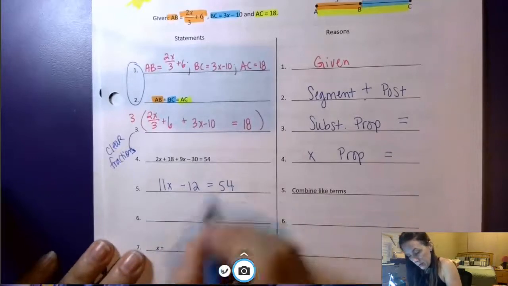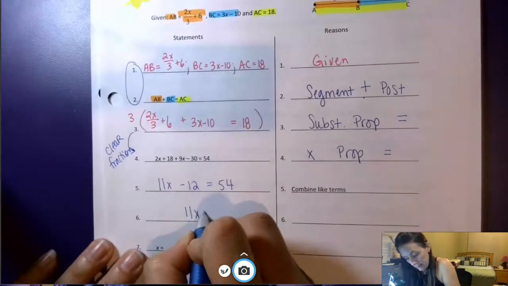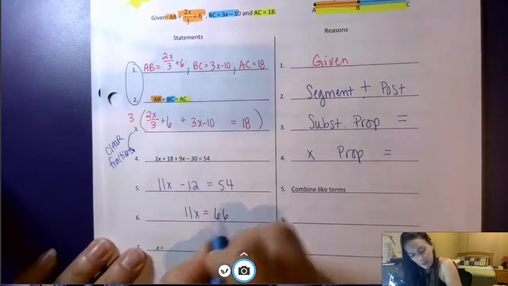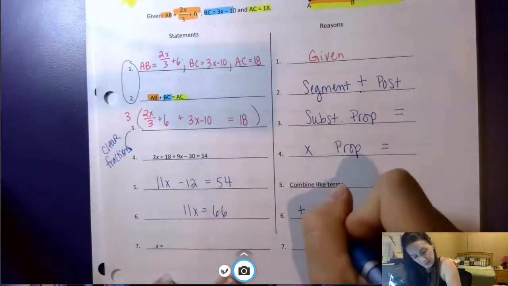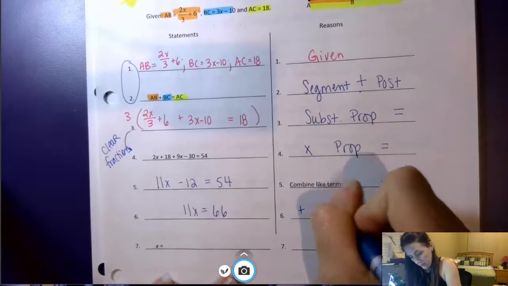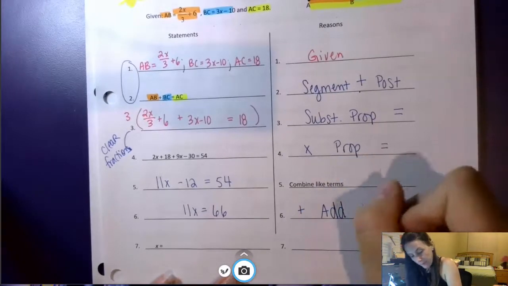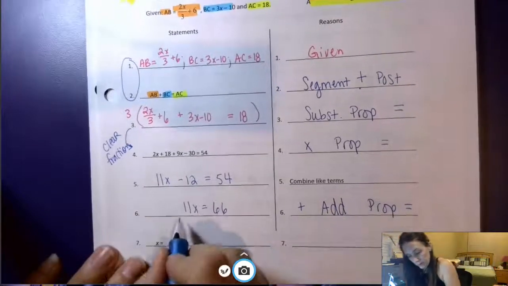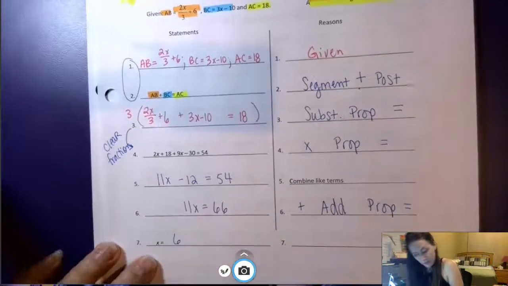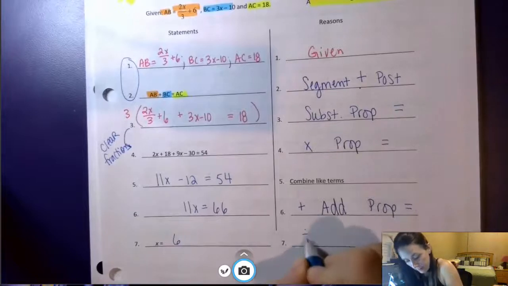I'm going to move the 12 over here. It's going to become 11x equals 66. I moved the 12 by adding it. So my addition property of equality, you can use the symbol or write add. Now I'm going to divide both sides by 11. That will be my division property of equality.